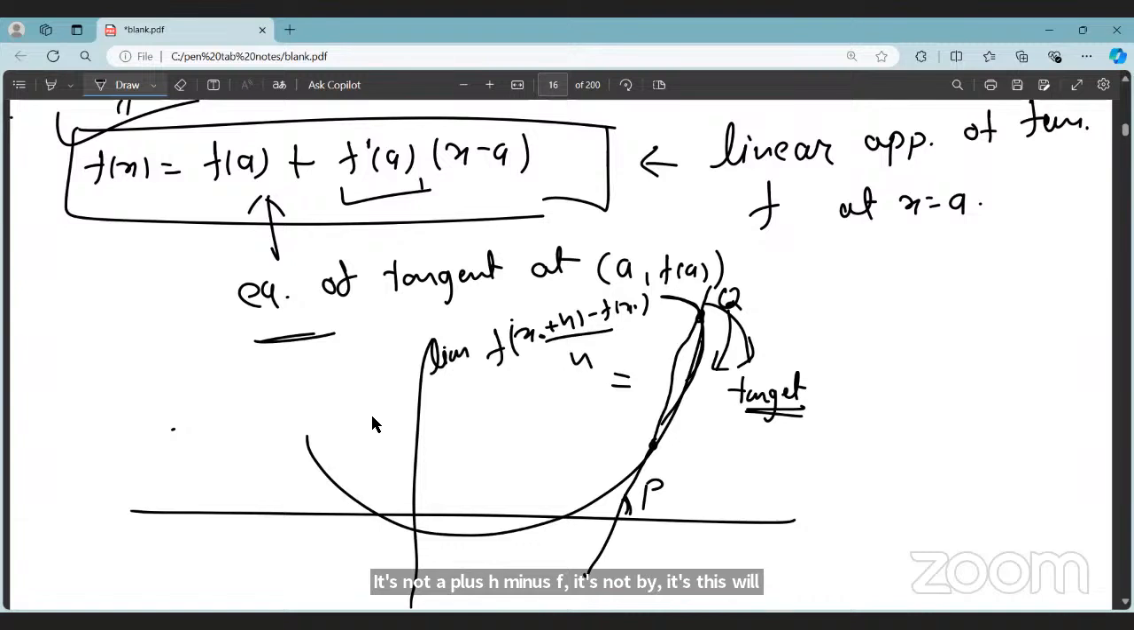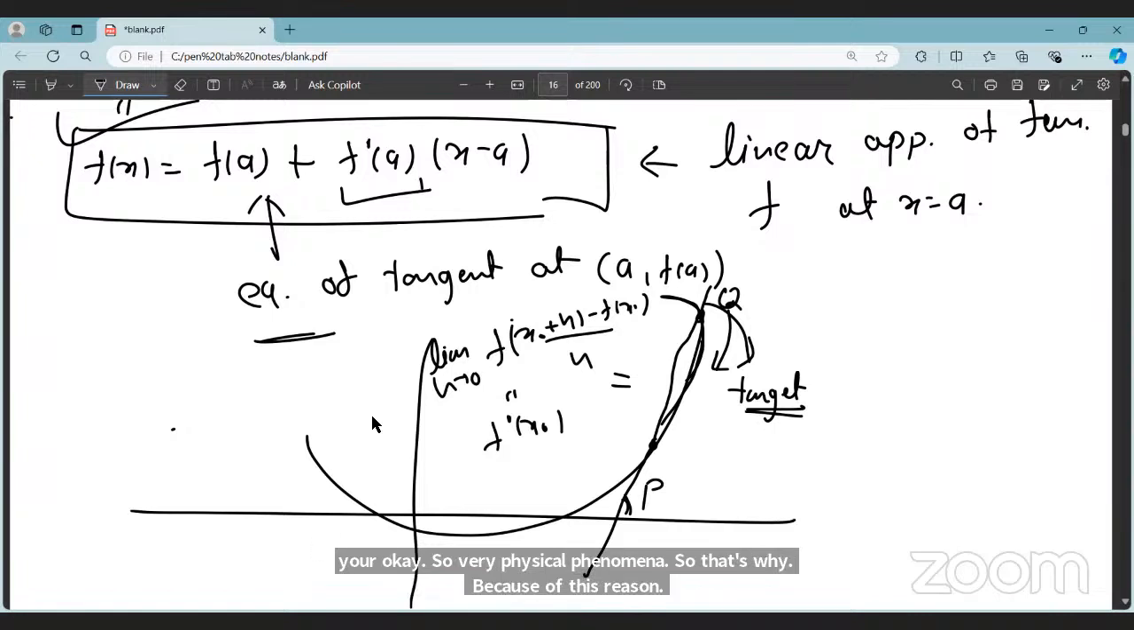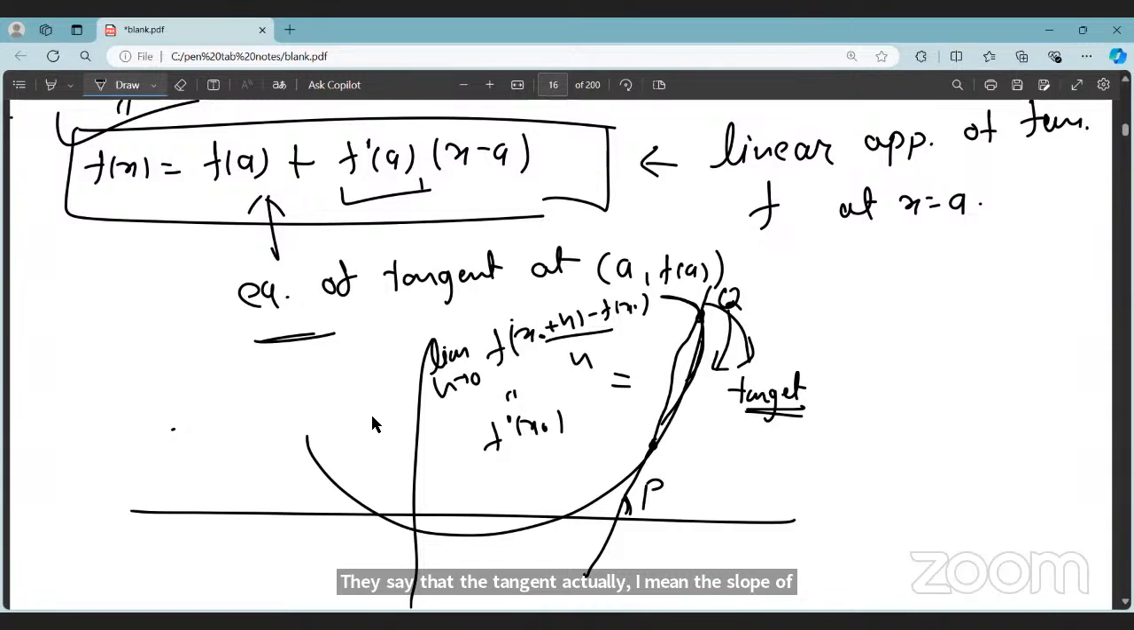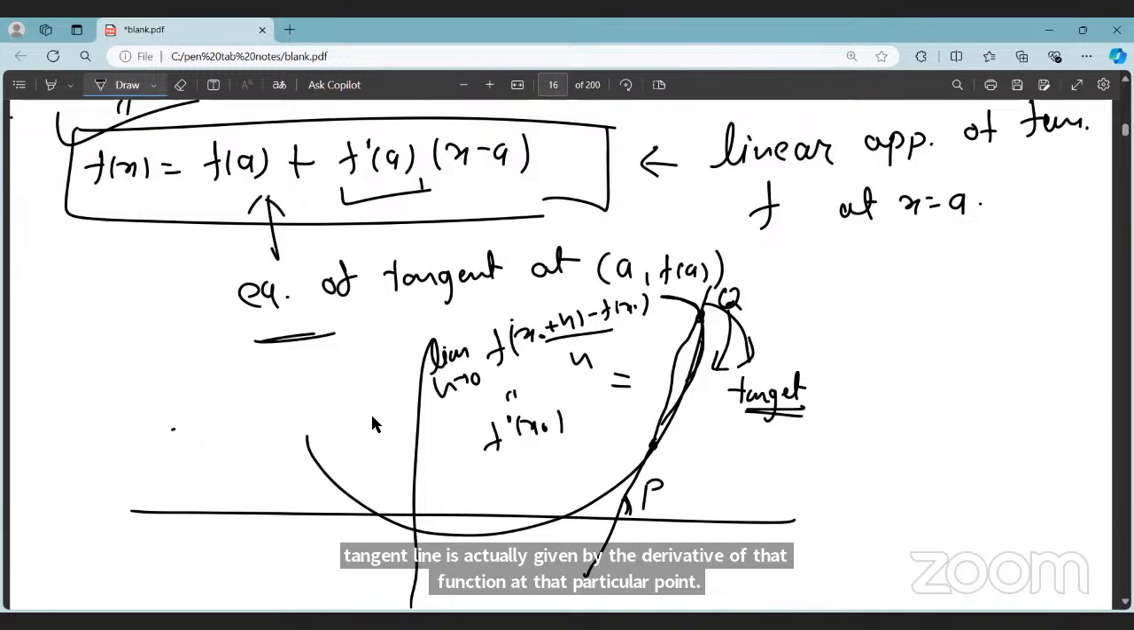And if you take the limit here, this will become your f dash at x. It's a very physical phenomenon. That's why they say that the slope of the tangent line is given by the derivative of that function at that particular point. You can read this description in Thomas Calculus.